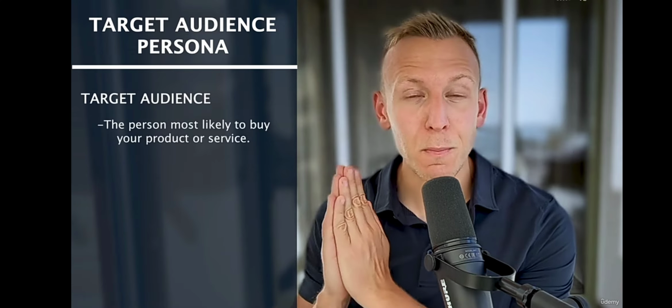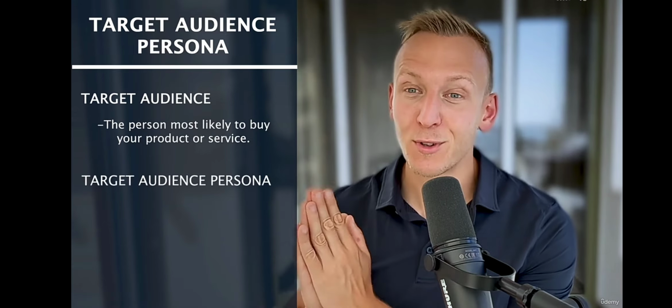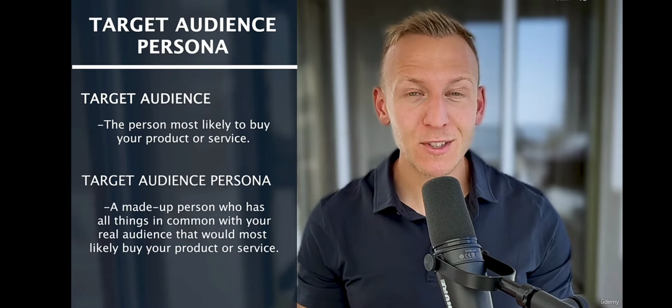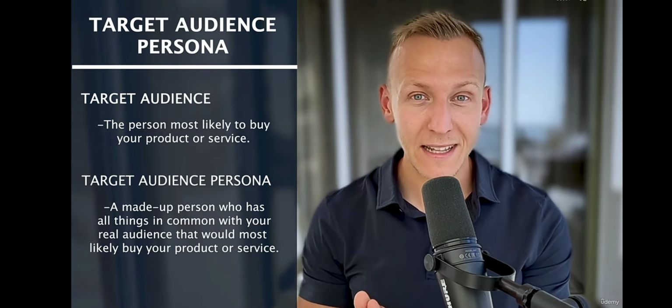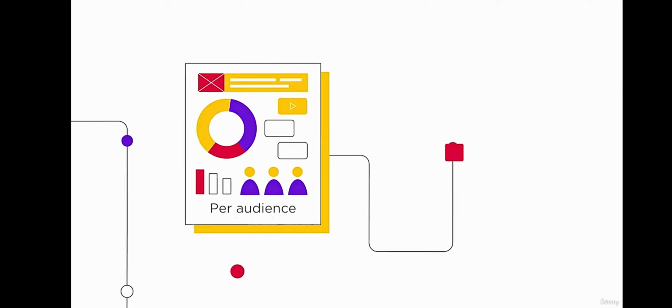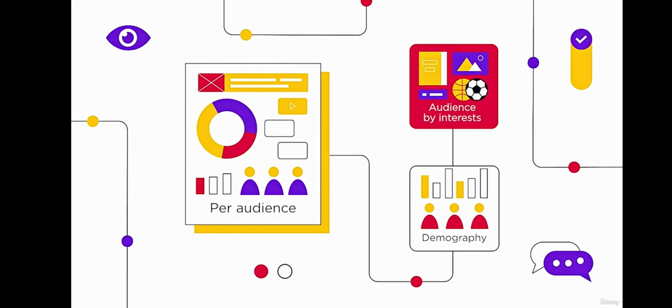Now, a target audience is the person who is most likely to buy your product or service. A target audience persona is a made-up person who has all things in common with your real audience most likely to buy your product or service, like their age, their interests, their problems, their passions, etc.